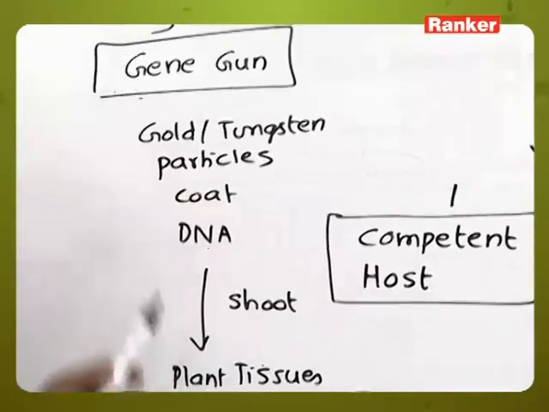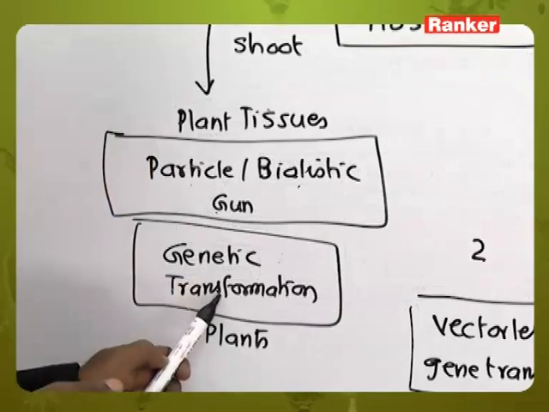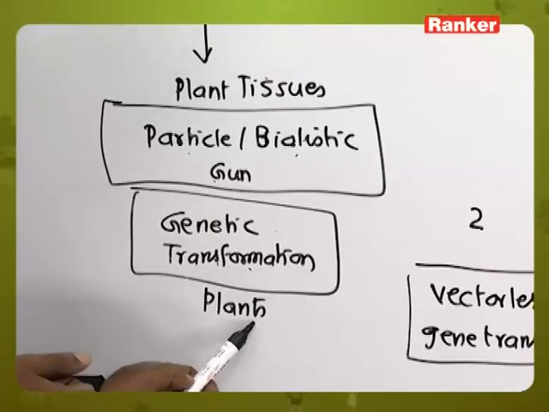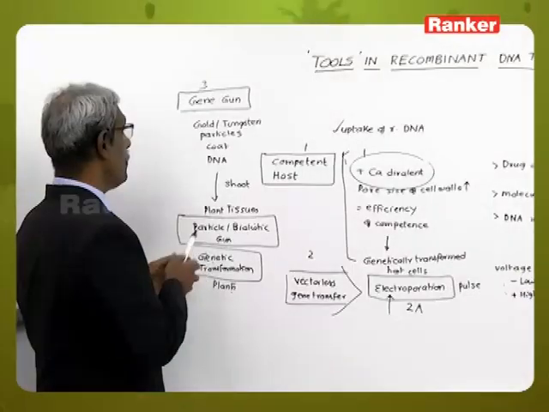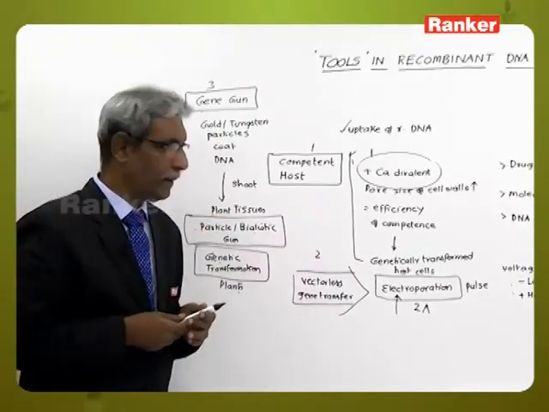So, it is termed a particle or ballistic gun, and this is a direct method of genetic transformation, and the process is termed the genetic transformation of plants. So for genetic transformation of plants, the most common method is the gene gun method or the particle or ballistic gun method.